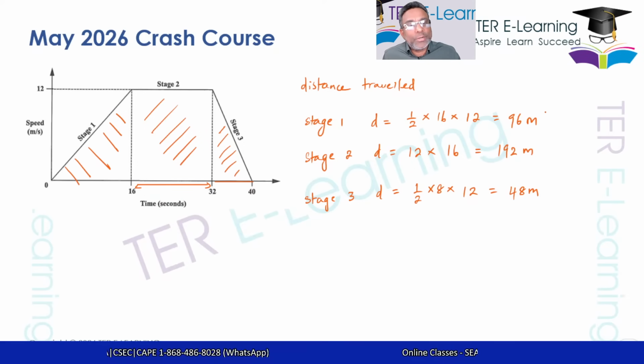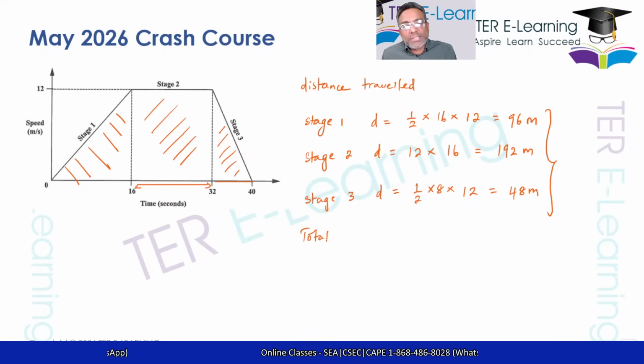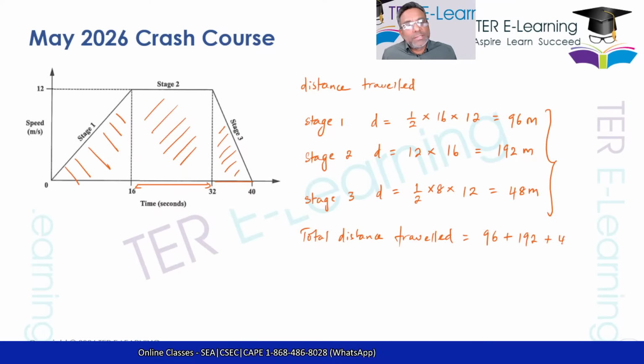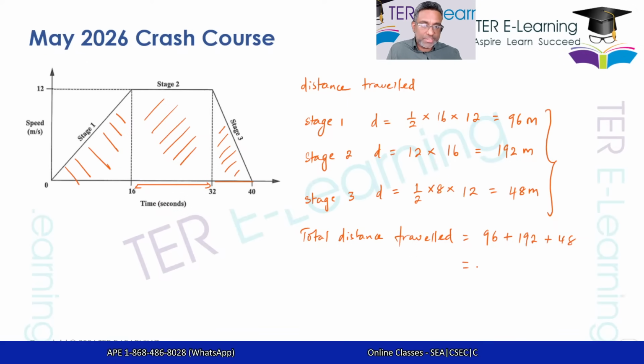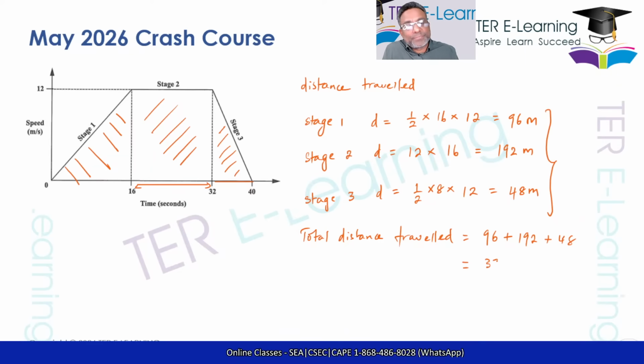What they can also ask you in a question like this is what's the total distance traveled. So total distance traveled, right? That's a possible question that could be asked. So all you need to do is add up all the areas or all the distances you worked out. So 96 plus 192 plus 48. And we're going to add that up there. So that's going to be 192 plus 96 plus 48. And you're going to get 336. So that's your total distance traveled.